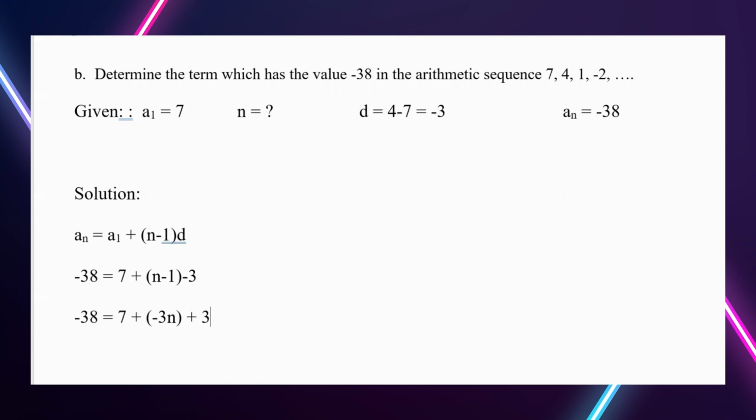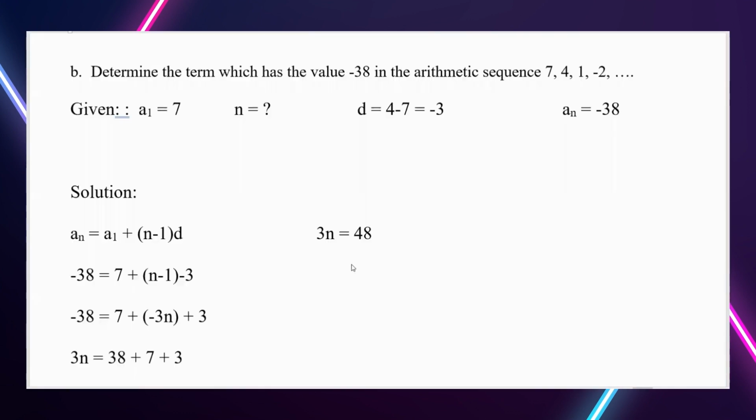This time, we have to combine like terms. Okay, so transpose on the other side. So positive 3n. From negative 3n, magiging positive 3n siya because we transpose on the other side, is equal to positive 38 plus 7 plus 3. Okay, so next, we have 3n is equal to the sum of 38, 7, and 3 is equal to 48.